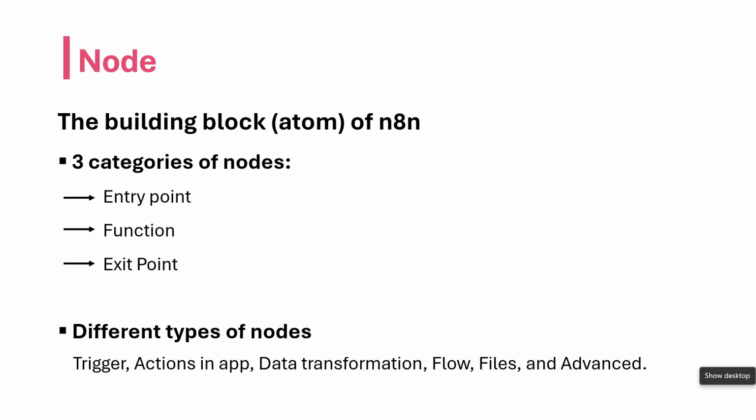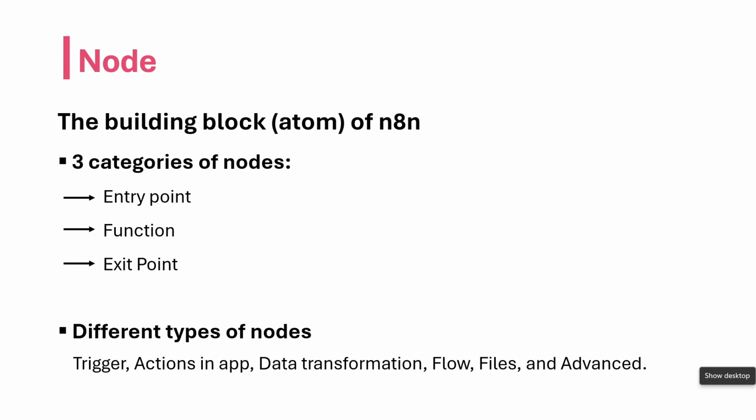Then there are different types of nodes. Beyond categories, nodes are also grouped by their purpose or function. Trigger nodes, first of all, start the workflow automatically. For example, when a new form is submitted, it will generate an action. Then come action nodes that perform a task inside the application, for example, creating a new Trello card. Transformation nodes modify or clean your data, for example, merging data, filtering fields, or transforming formats.